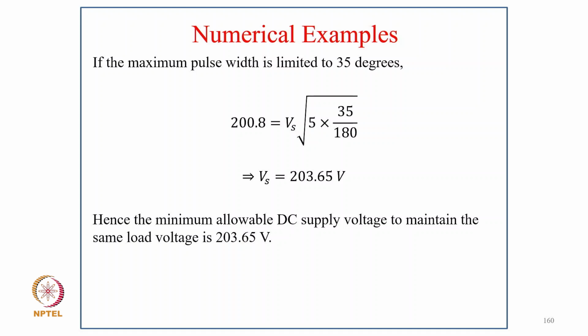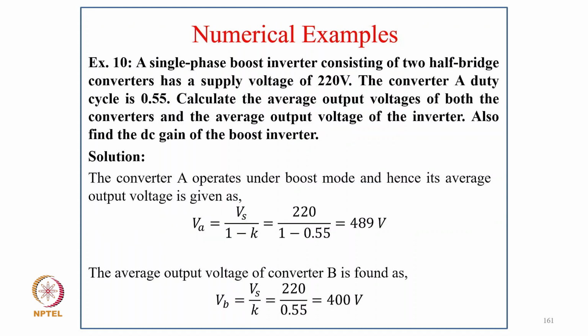And if the maximum width is limited to 35 degree, then 200 equals Vs root 5 into 35 divided by 180, so Vs comes 203.65 volt, and hence the minimum allowable DC supply voltage to maintain the same load voltage is 203.65 volt.